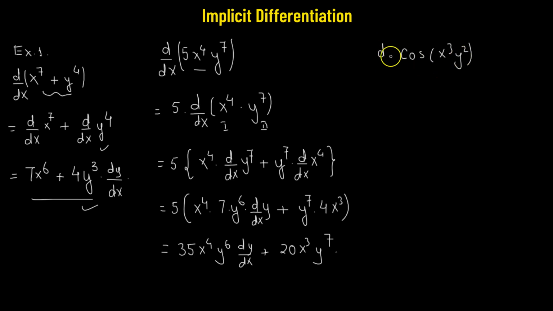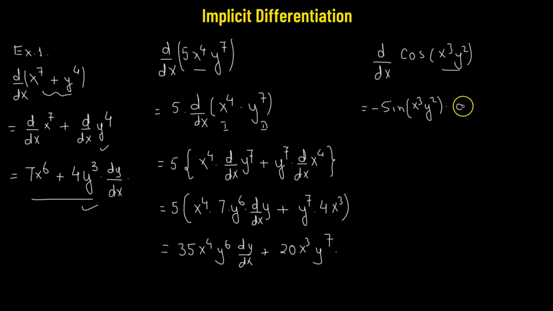So let's find the derivative with respect to x. Here again, we have to first apply the chain rule. So we'll treat x cubed y squared as the function, as the variable x. Then in that case, differentiation of the cosine function will simply give us the negative sine function. So we have negative sine of x cubed y squared.